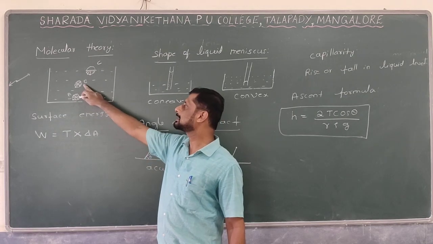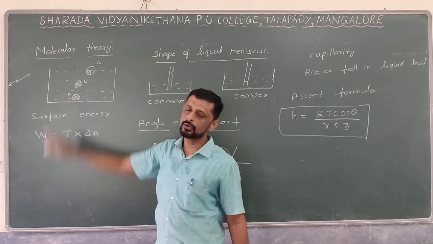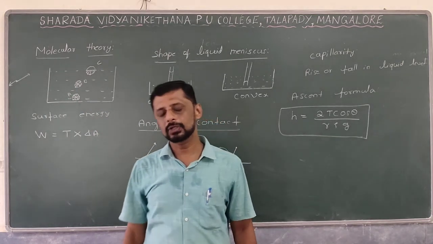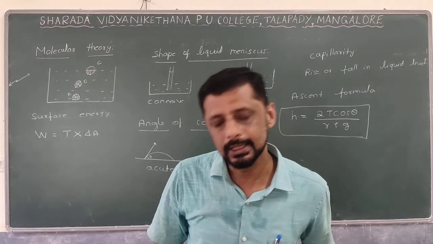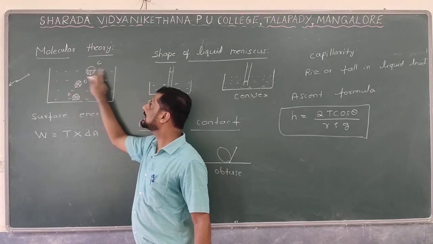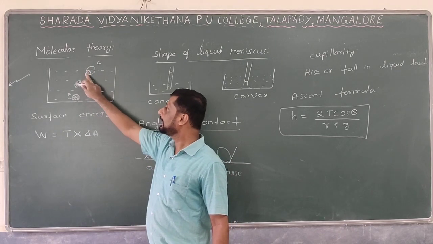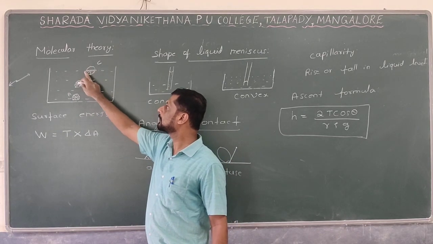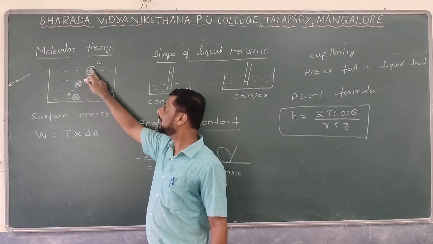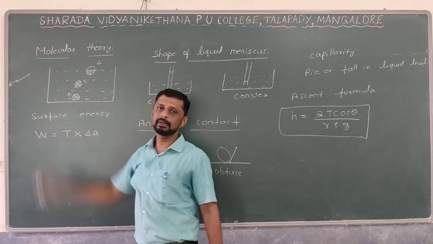Similarly, consider the other molecule B. This molecule is also equally attracted by all the surrounding molecules. Therefore, the net force acting on the molecule B is also equal to 0. Next one is the third molecule, which lies at the surface. Half of this molecule lies inside the liquid, while the remaining half lies outside the liquid. Outside means it is in which medium? It is an air medium.